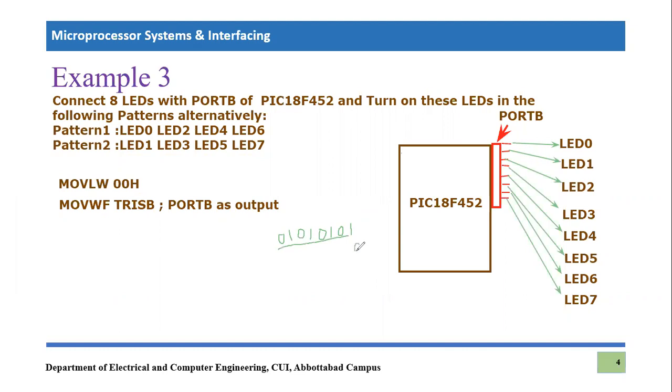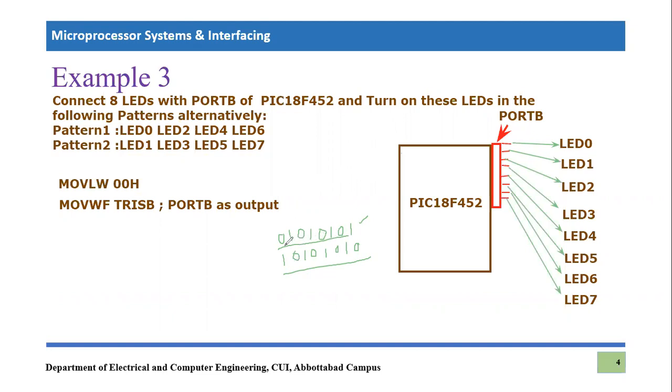Next pattern would be what? 0, because it should be turned off. 1, 0, 1, 0, 1, 0, and 1, right? So this is the pattern. In the first pattern we have just turned on the even number LEDs, because 0 is on, 1 is off, then 2 is on, then 3 is off, then 4 is on, and so on. And similarly in the next pattern, we have turned on the odd number LEDs.